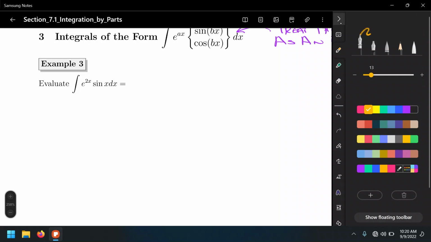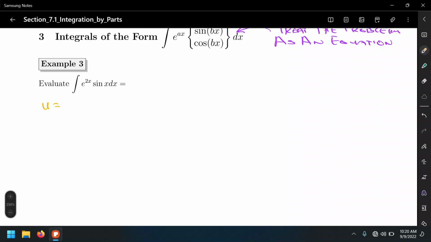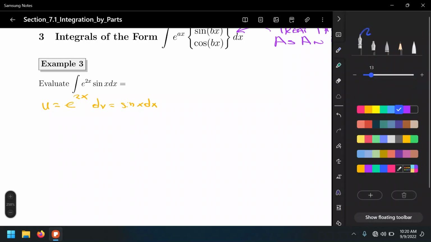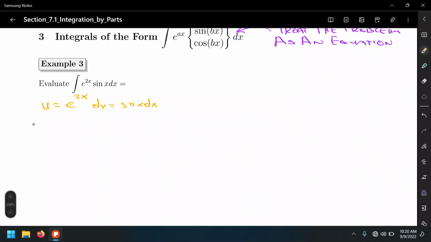So in this case, I'm going to set u equals the exponential, even though the trigonometric comes first in the LIATE acronym, but I'm going to do the exponential first. So that's e to the 2x, and dv equals sine x dx. Let's differentiate: du is 2 e to the 2x, and v equals negative cosine, that's the integral of sine. So we have the 4 parts that we need to start working with the integration by parts.